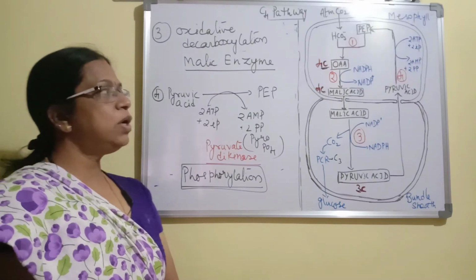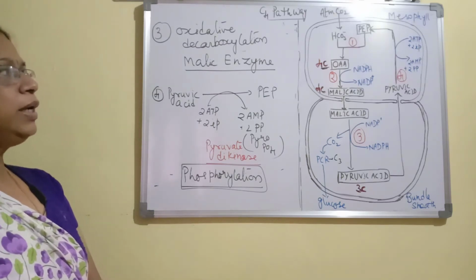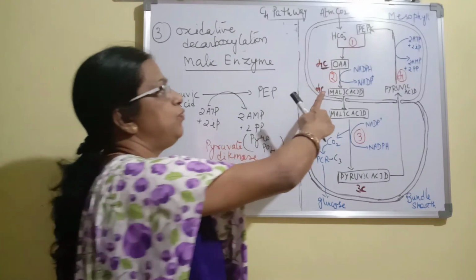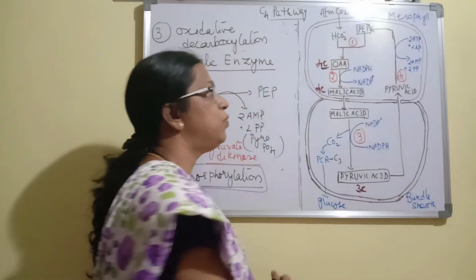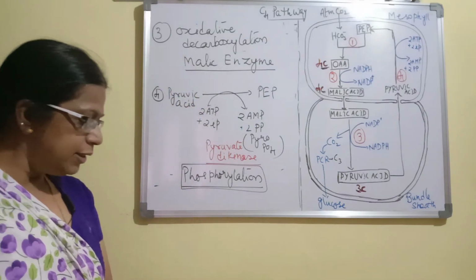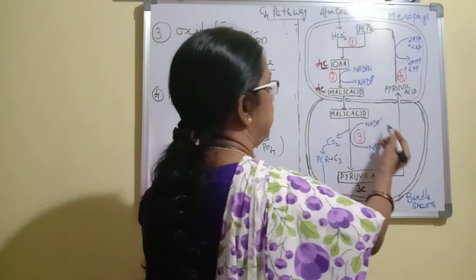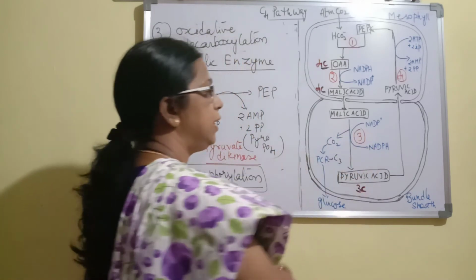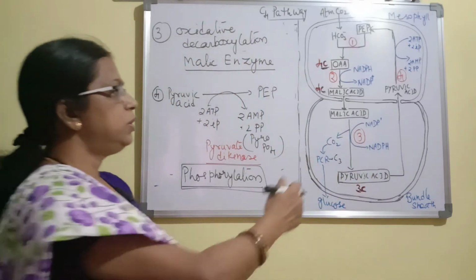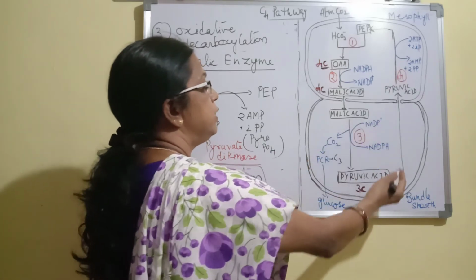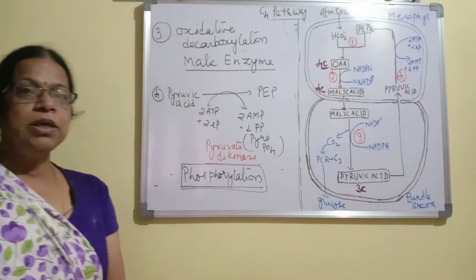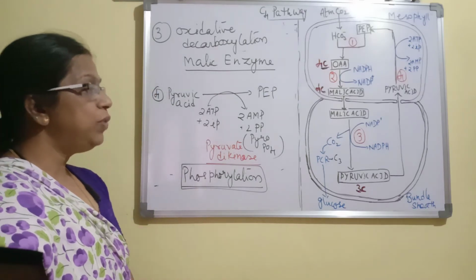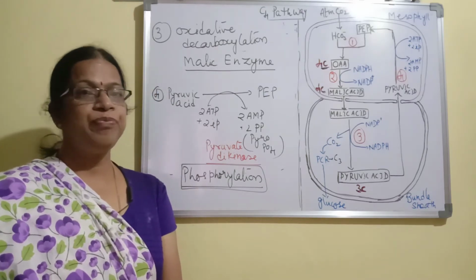So out of these 4 reactions, 3 reactions take place in mesophyll cells: the first, second and the fourth. And in bundle sheath cells, the Calvin cycle, the PCR cycle, is taking place, and also the third step. So C4 plants involve both types of cells, mesophyll and bundle sheath cells.